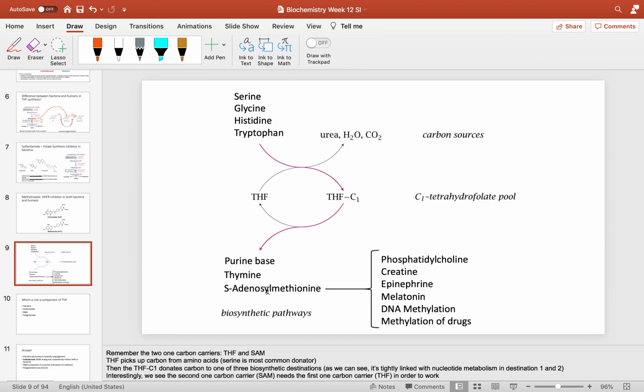So now, if you produce the SAM, which is sort of the more interesting pathway, this can then go on to do a whole bunch of things, like produce phosphatidylcholine, important for membranes, creatine, epinephrine, which is a neurotransmitter, melatonin, important for sleep, DNA methylation, important for gene regulation, and methylation of drugs, which is sometimes problematic because then your drugs won't work properly, so they need to be tested against that.